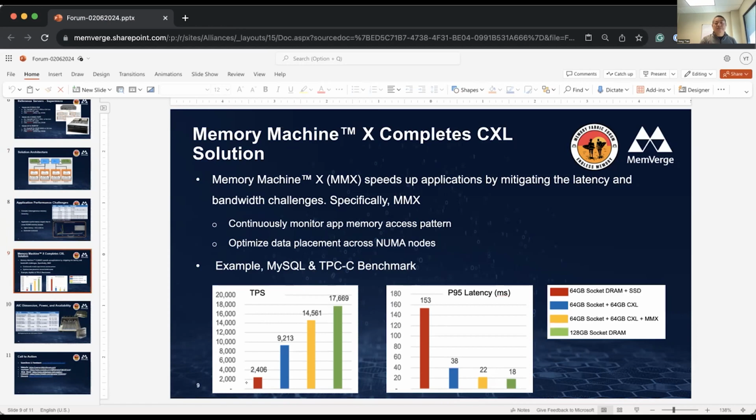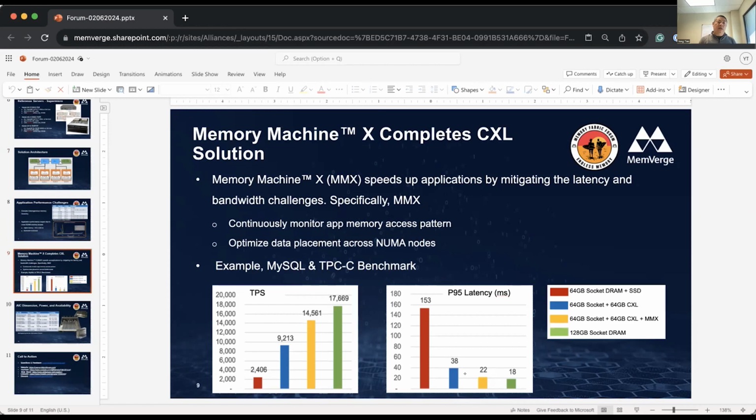This is the TPS, and we measure the same benchmark with additional CXL memory, an additional 64 gigabytes of CXL memory. So you already see a boost here. However, because of all these different latency-related issues, we haven't really reached the full potential. When we add in the Memory Machine software for the tiering, we actually see another boost in terms of both the transactions per second as well as the reduced tail latency.